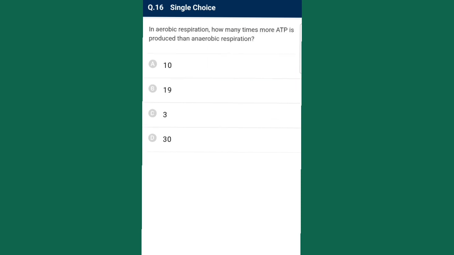Question number 16. In aerobic respiration, how many times more ATP is produced than anaerobic respiration? In aerobic respiration, during complete oxidation of one glucose molecule, 38 ATP are produced. However, in anaerobic respiration, only 2 ATP molecules are produced. Thus, in aerobic respiration, 19 times more ATP is produced than in anaerobic respiration. So the answer is option B.